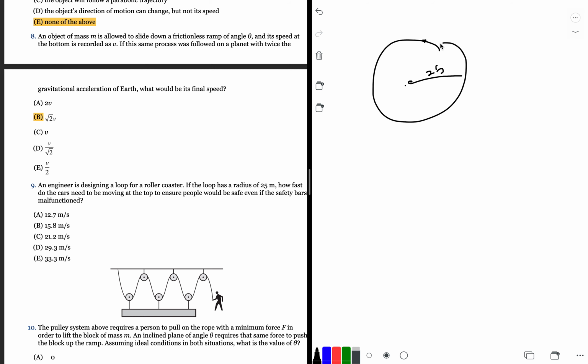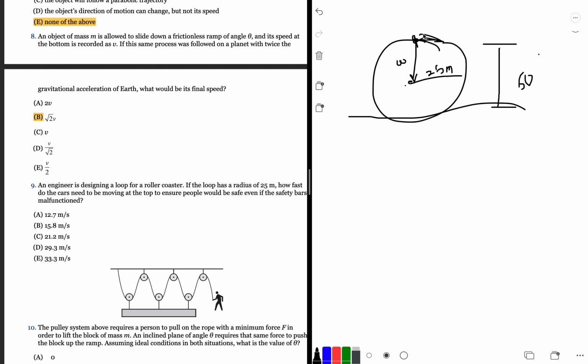Okay, so basically, what they're looking for is the speed at which the cars need to be. At the top, let's assume the ground is 0, so it'd actually be 50 meters off the ground. I want to use potential energy so much. All right, basically, you have the weight pulling down. So this is weight.